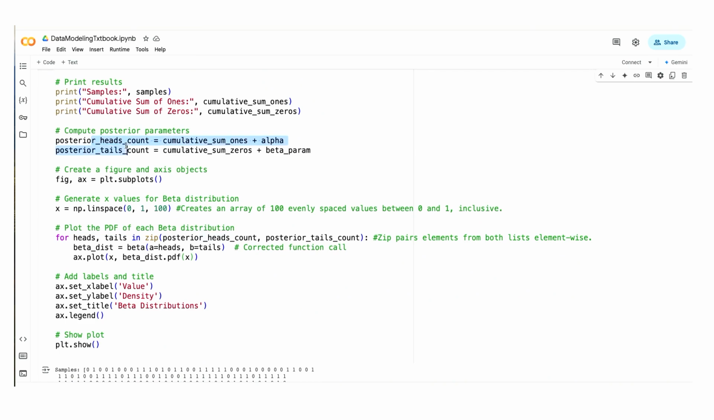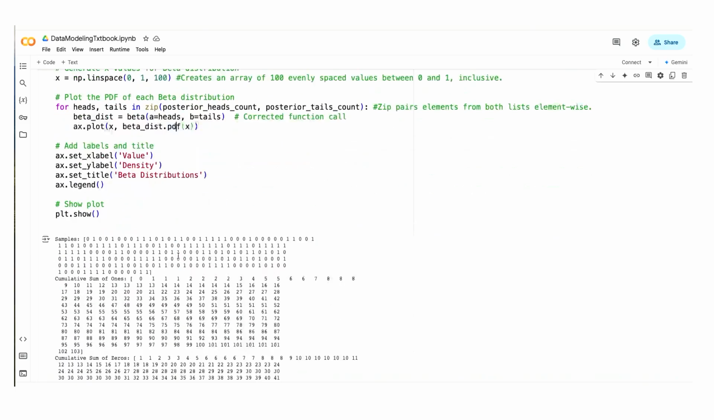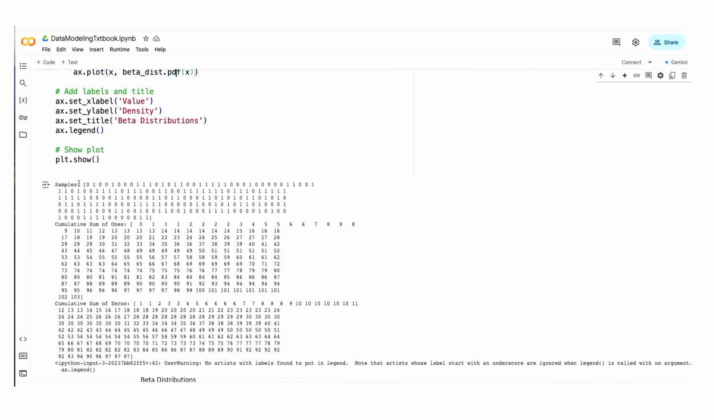Once I have defined the parameters for my posterior, then I can go ahead and plot my beta distribution for each one of my successive coin flips. And the rest is plotting. So I've outputted my 200 numbers that I've generated. The first time I flipped a coin, I got tails, then I got heads, then I got tails, tails, and then I got heads.